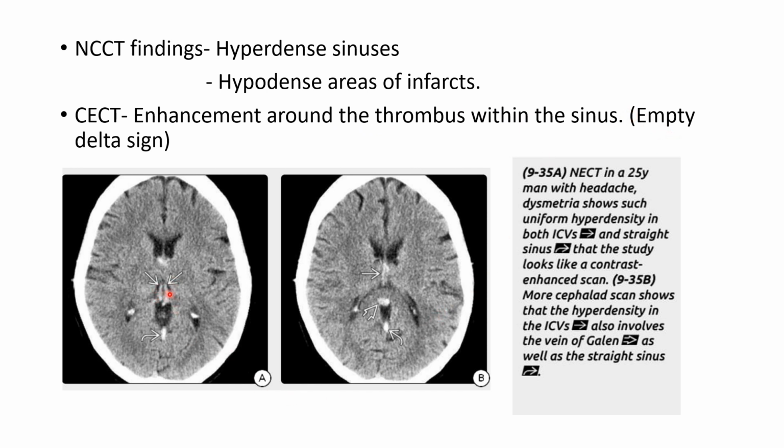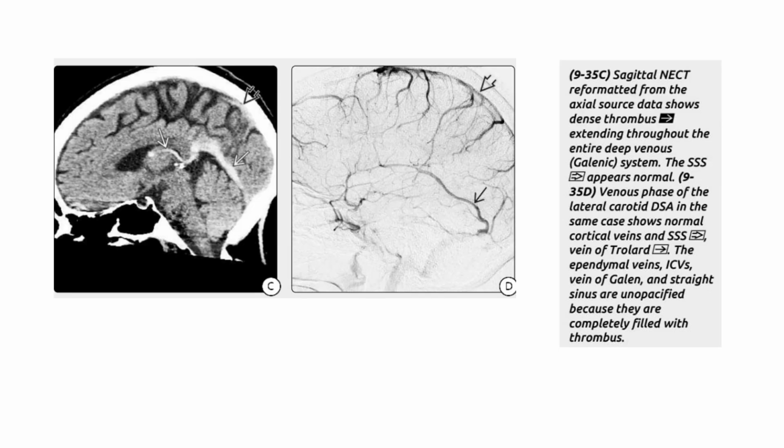So in this picture, there is thrombosis of internal cerebral veins, which appears bright, and it appears as if there is some contrast enhanced image. So this is the internal cerebral veins thrombus, and the great cerebral vein of Galen thrombosis, the straight sinus thrombosis. The sagittal image of NCCT shows the thrombosis of inferior sagittal sinus with the straight sinus.